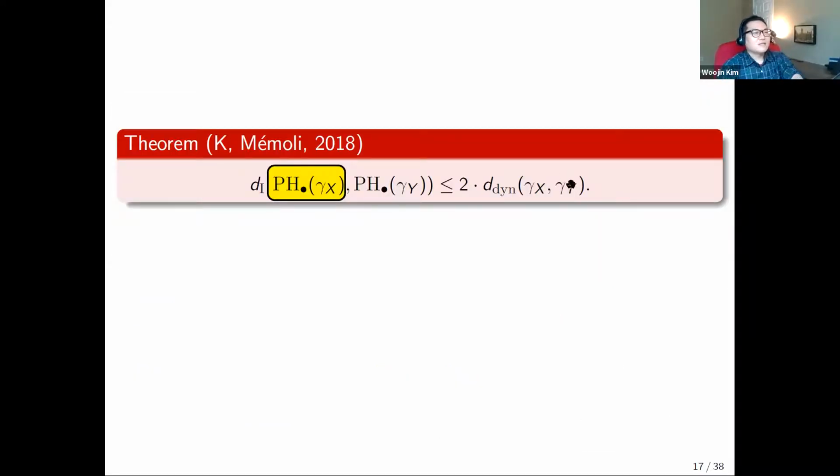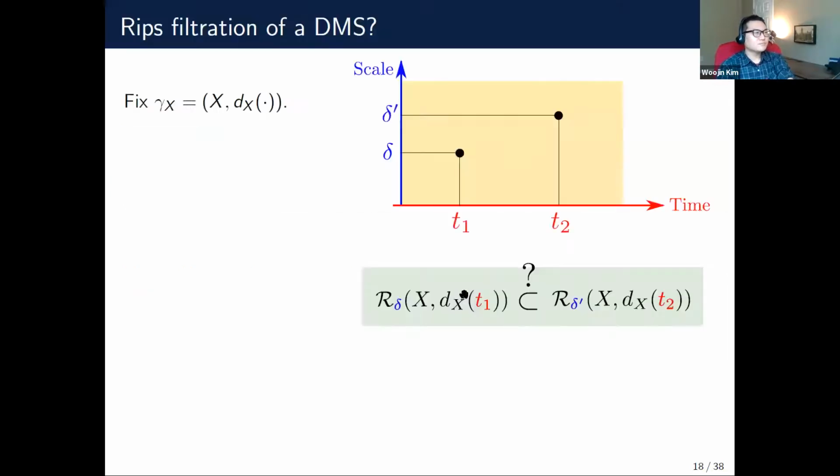Okay, we defined the notion of dynamic metric space. Now we are going to define the spatial temporal persistent homology over dynamic metric space. Remember that now we have not only just scale, but also time as a variable. Then maybe one of the natural parameter spaces is going to be time cross scale space as a parameter space. Okay, but let's consider the following scenario.